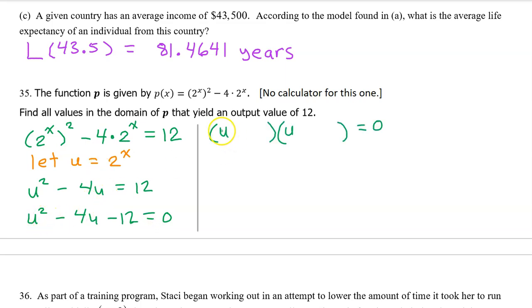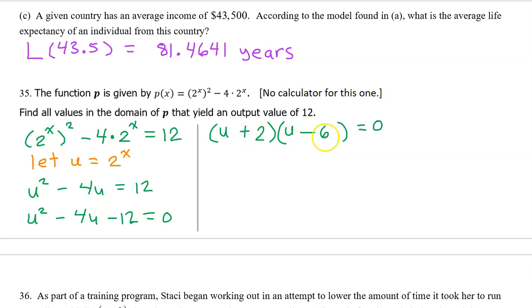U squared factors as u times u. 12 can factor as 3 times 4, or 2 times 6, or 1 times 12. Let's go with 2 times 6 because we need a middle of negative 4, and inner plus outer gives us the middle. If we have an inner of positive 2u and an outer of negative 6u, that will give us a middle of negative 4.